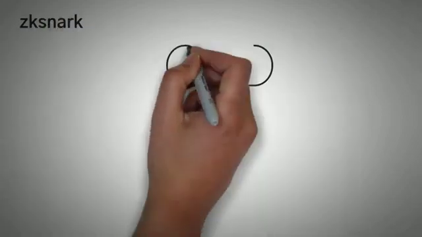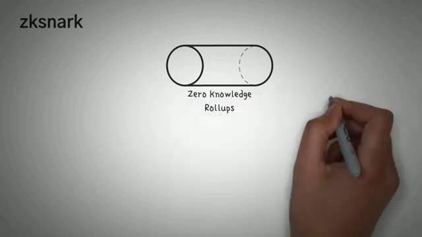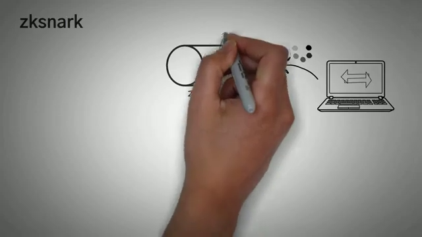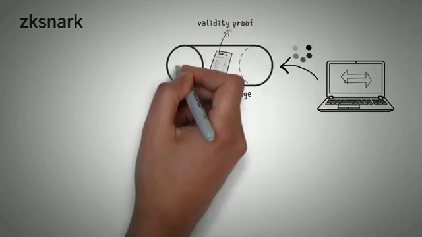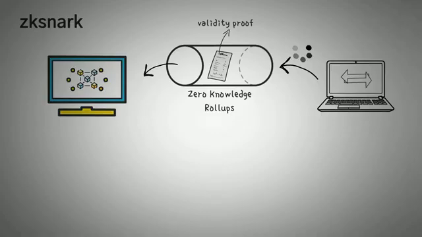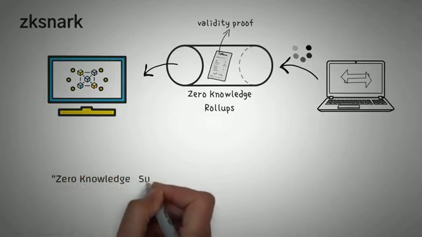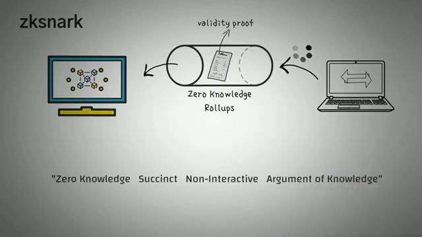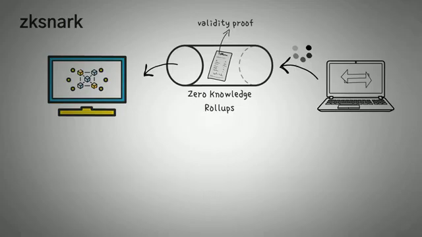ZK-SNARK rollups, also called zero-knowledge rollups, run a computation off-chain and then submit that computation as what is called a validity proof to the Layer 1 blockchain. Now that was pretty complicated, but ZK-SNARKs actually stand for Zero-Knowledge Succinct Non-Interactive Argument of Knowledge, which again means absolutely nothing if you're the target audience of this video. Let's break it down and what its purpose is, and then we can get into how it works.